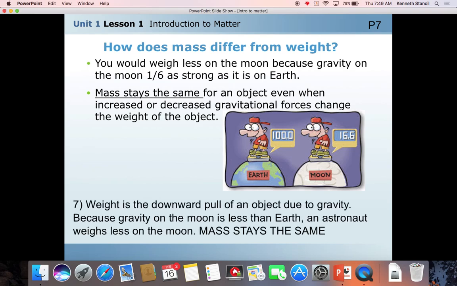Weight is the downward pull of an object due to gravity. Because gravity on the moon is less than the Earth, an astronaut weighs less on the moon, mass stays the same.